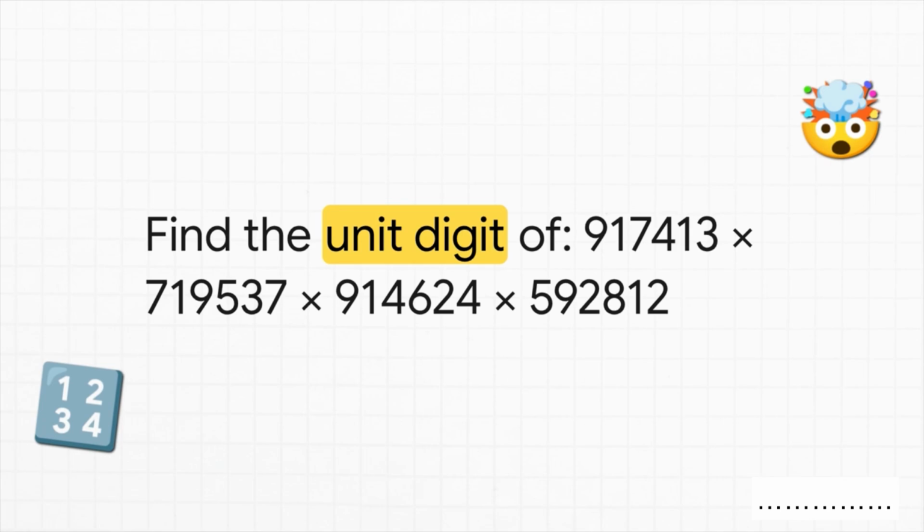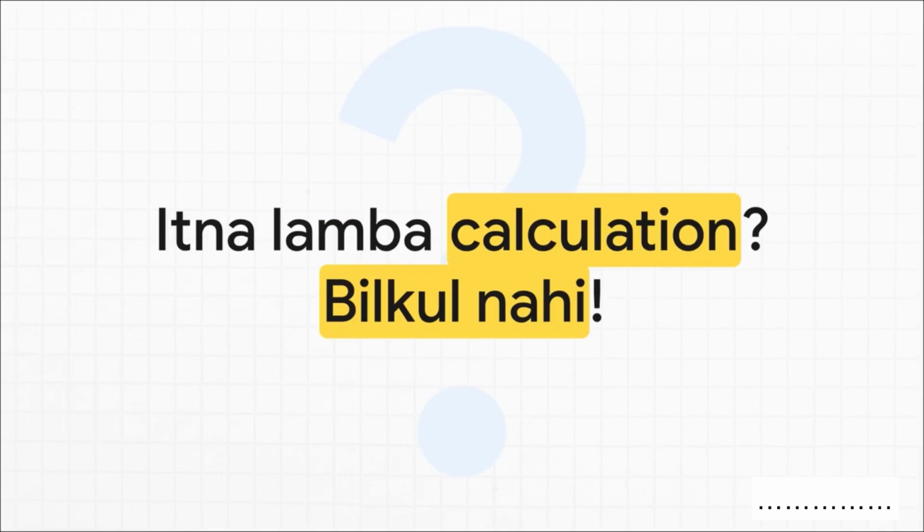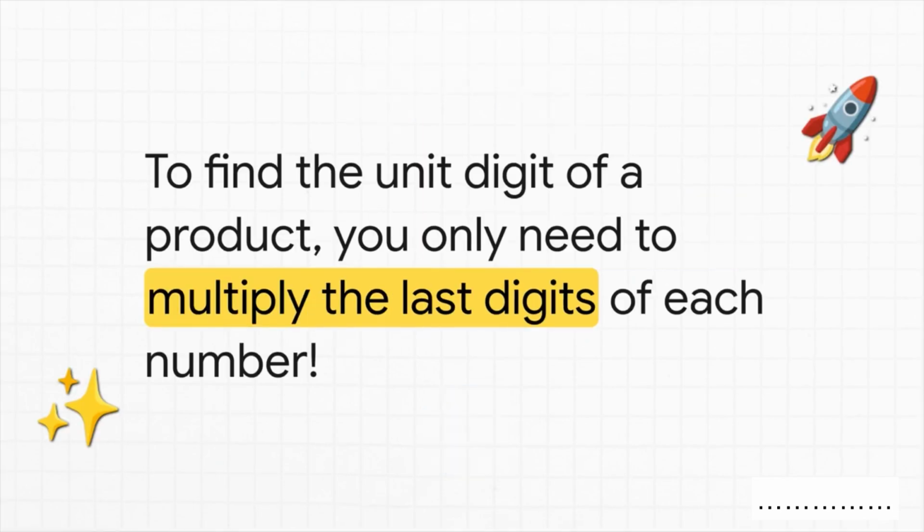So what's the trick? Do we really need to do this ridiculously long calculation? Absolutely not. There is a beautifully simple trick for this. And here it is, the big secret. Whenever you're asked for the unit digit of a product, you only need to look at the unit digits of the numbers you're multiplying. That's it. You can completely ignore everything else. Forget the other digits exist.